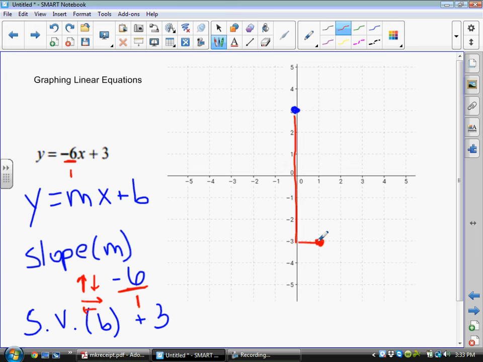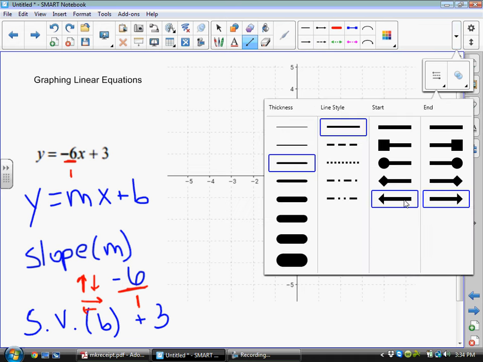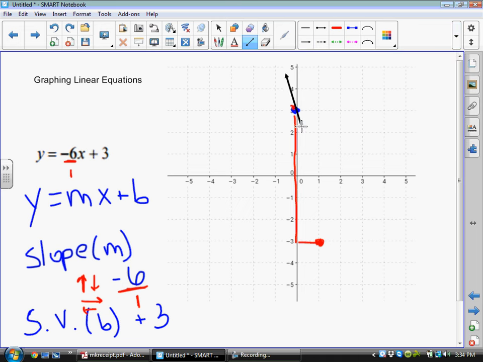If I had a little bit bigger graph, I could go down 6 and over 1 again, or I could go back to my starting value and go up 6 and to the left 1. Okay? So let me connect these 2 points as best I can. So this is a really steep line. You can see the difference between this line and the previous one. That one had a smaller slope, a smaller number for the slope. This one has a bigger number, 6 is a larger number for slope, so it's more steep.